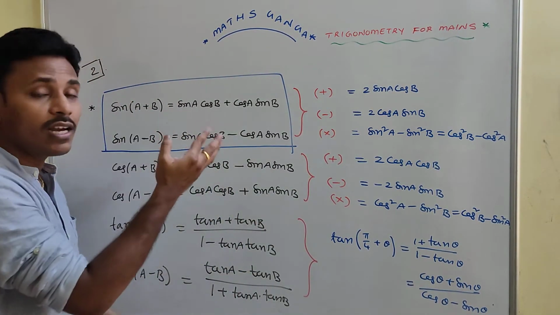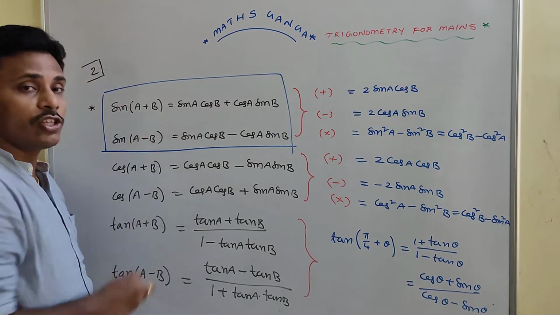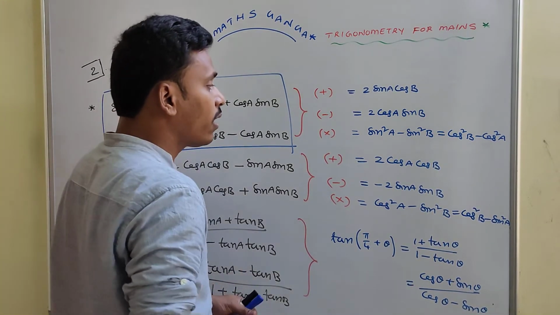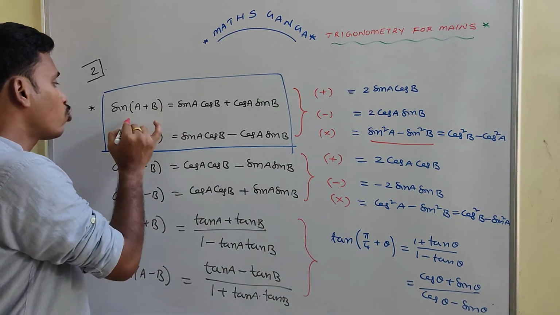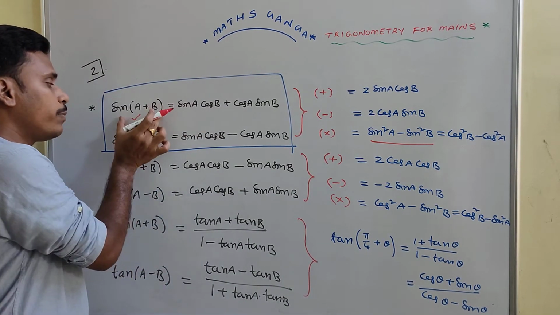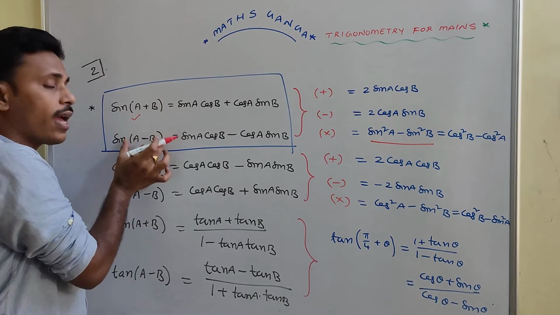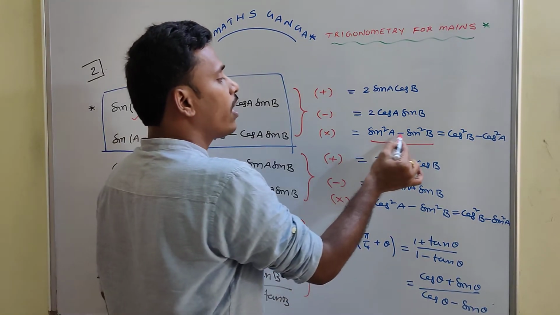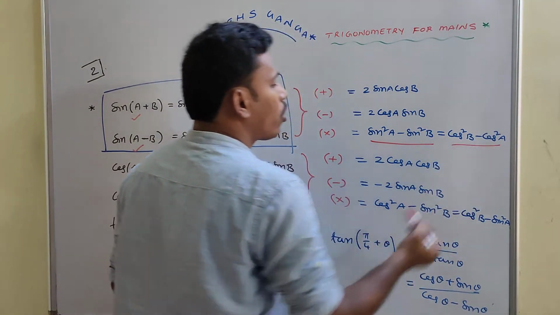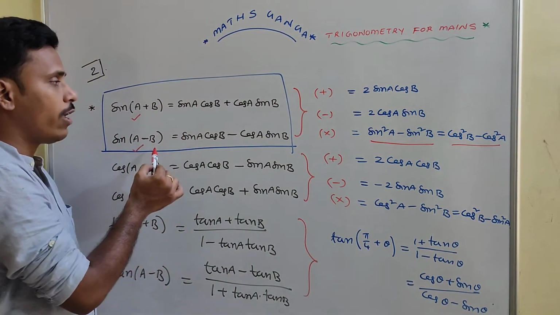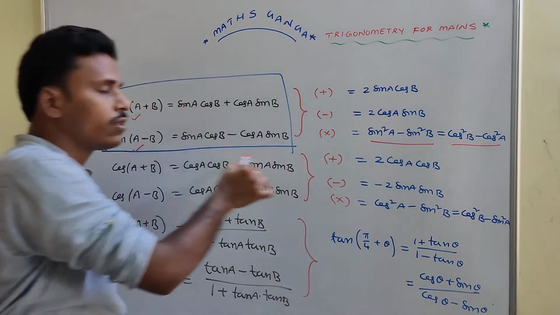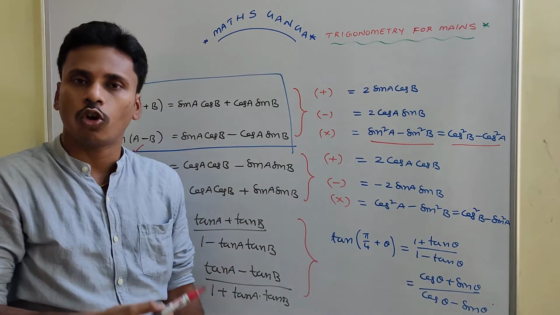Instead of addition and subtraction, if you multiply these two, it gives a wonderful result. Sin of a plus b into sin of a minus b directly equals sin square a minus sin square b, or cos square b minus cos square a. So from sin of a plus b and sin of a minus b, you need to memorize all these things, which help you to solve the problems.